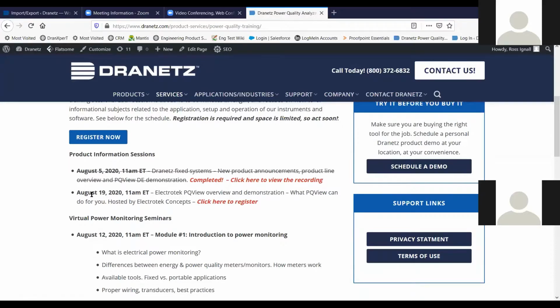And that's going to be an introduction to PQView, what PQView can do for you. PQView and our related software called PQView DE are meant for use with our fixed systems. And we spoke about that last week.